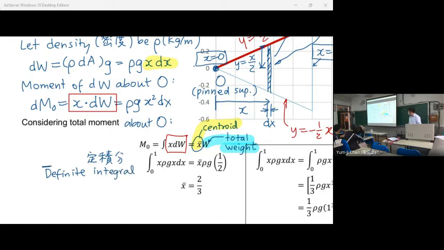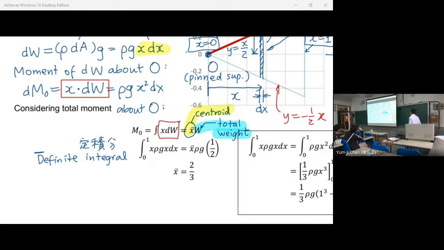Definite integral. Of course, we do something on the left and something on the right. We don't know x bar, but we know W. W is equal to rho g times area. Area is 1/2 here.